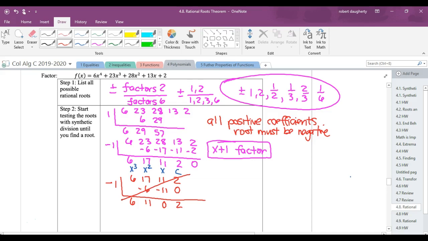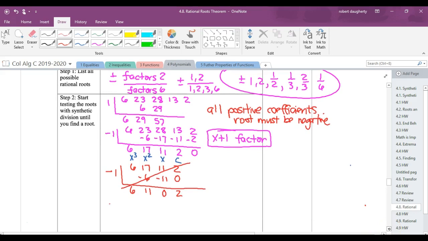Now what number do I go to? -2. And again, I could try +2. It's not going to work. No harm in trying it, but I know it's not going to work. So let's try with a -2. So -2. So 6, 17, 11, and 2. So -2 times 6, that's -12. That brings me a 5. -2 and 5 gives me a -10. That's 1. -2 and 1 gives me a -2. Ding, ding. What does that mean? Yeah, so I know what is the factor. X plus 2 is a factor.